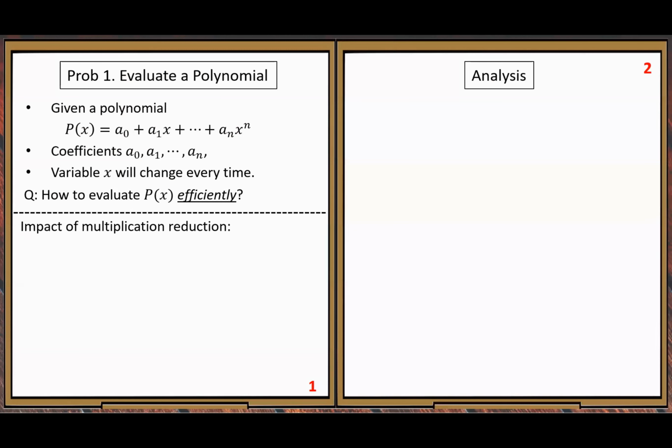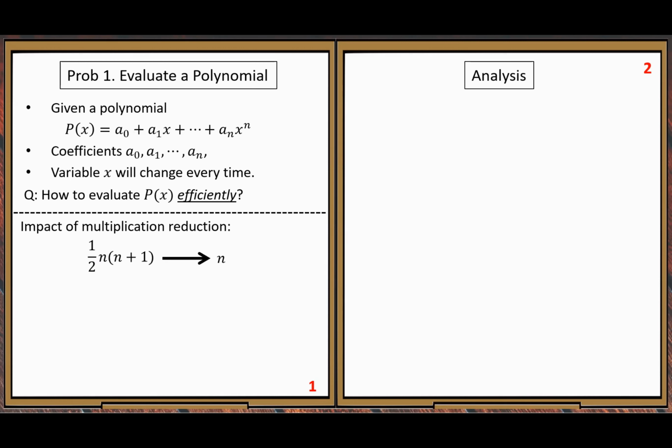Remember the Horner's rule, the biggest change is we reduce the multiplication quite a lot. How much? From one half times n plus 1, that expression, to n. We know it's a big improvement. But do you have a clear idea how big this improvement is? That's the question. We want to see that.